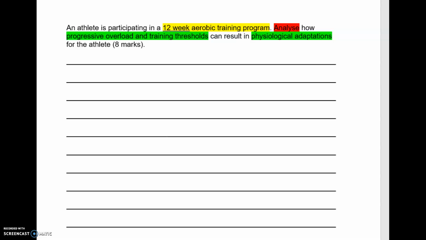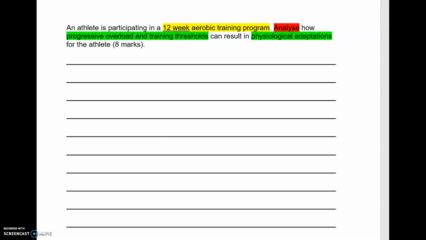So the first thing we need to do is read the question carefully and have a look at what it's asking us. An athlete is participating in a 12-week aerobic training program. Now, if an athlete's participating in a 12-week training program, this first of all means there's going to be a number of changes in the body.